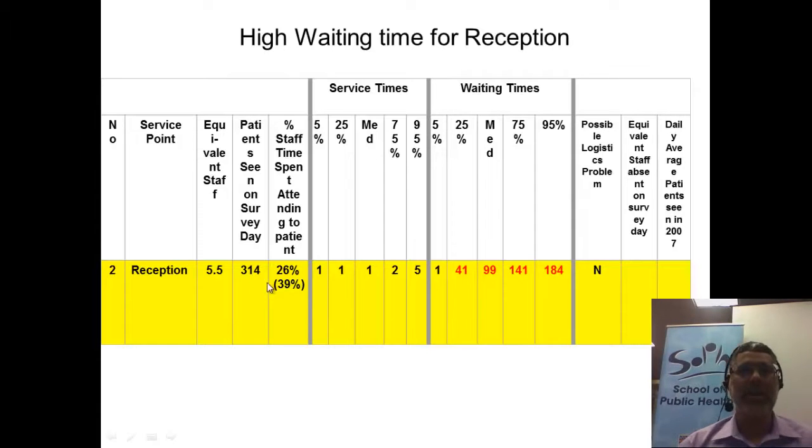So it is a rough estimate that it takes about half the time to put back correctly the folder than it did to take it out and gather information and direct the patient where to go. So half of 26 is 13%. So adding 13% to 26 gives 39%. So staff at the reception are spending 39% of their paid time directly on patients.